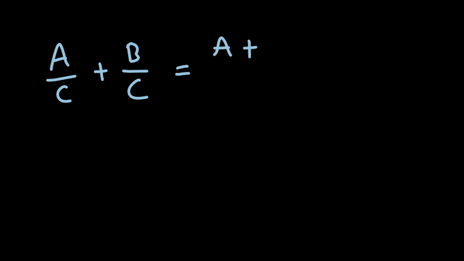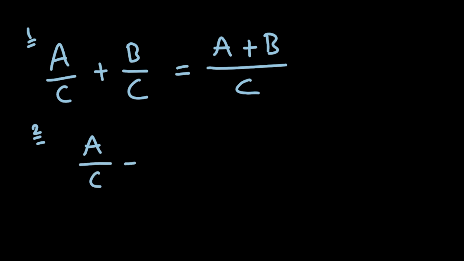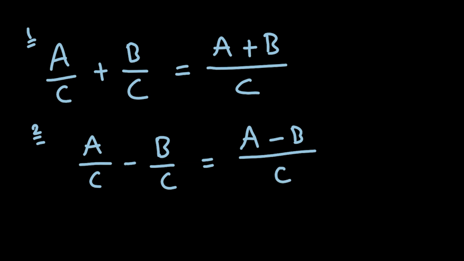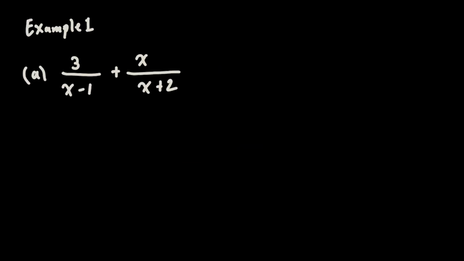The first property is if we have a over c plus b over c, that would equal a plus b over c. This is the first property. The second property is if we have a over c minus b over c, that would equal a minus b all over c. Let's see an example.